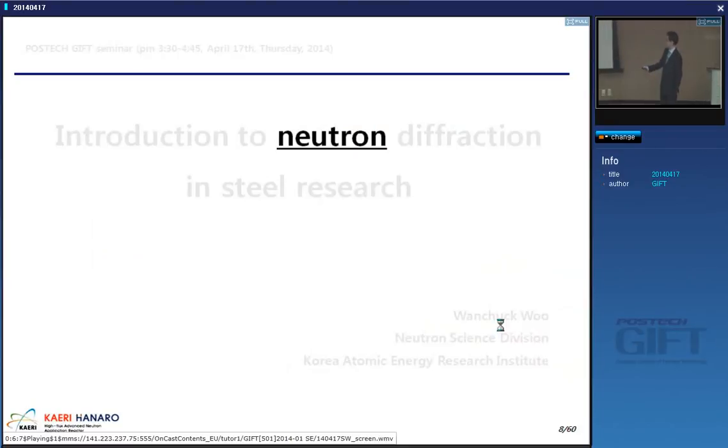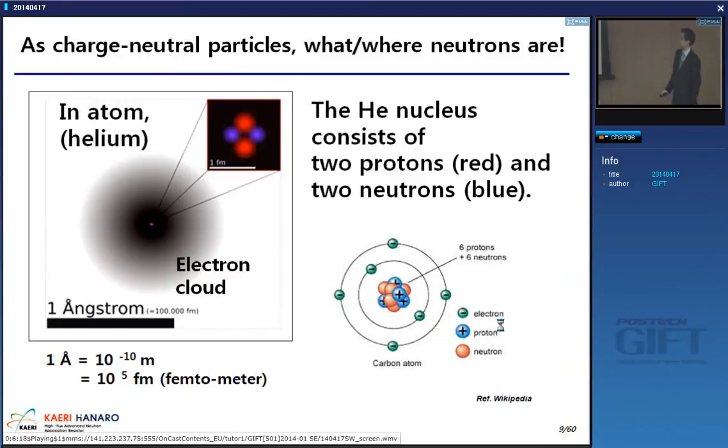So we have discussed some steel research, which is why you are studying. And then there is a strange word, neutron. I want to introduce what a neutron is. You already learned in physics, and the neutron is somewhere here. This is a helium atom. In the atom there is a nucleus. The nucleus consists of two protons, and the blue ones are two neutrons. It's interesting: the atom size is about 1 angstrom on average, but the nucleus size is about 1 femtometer. One angstrom is 100,000 femtometers.